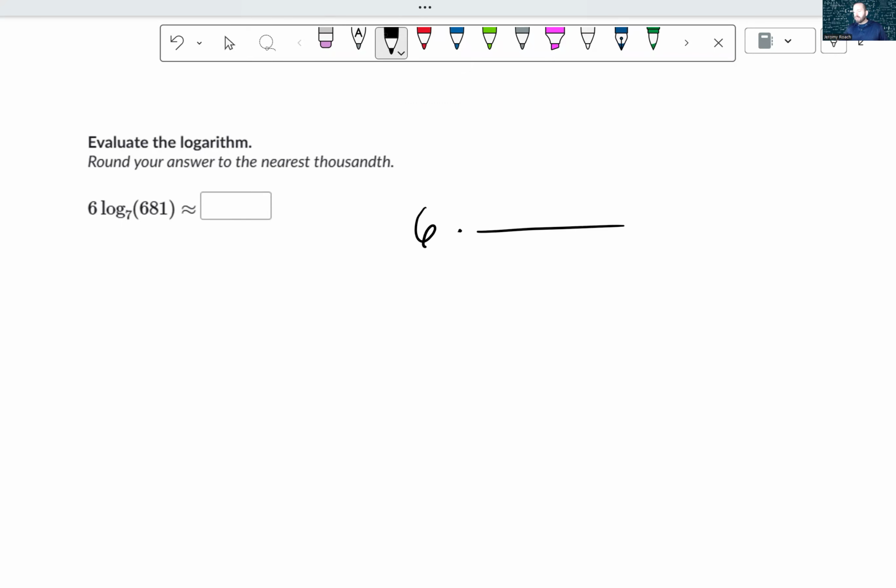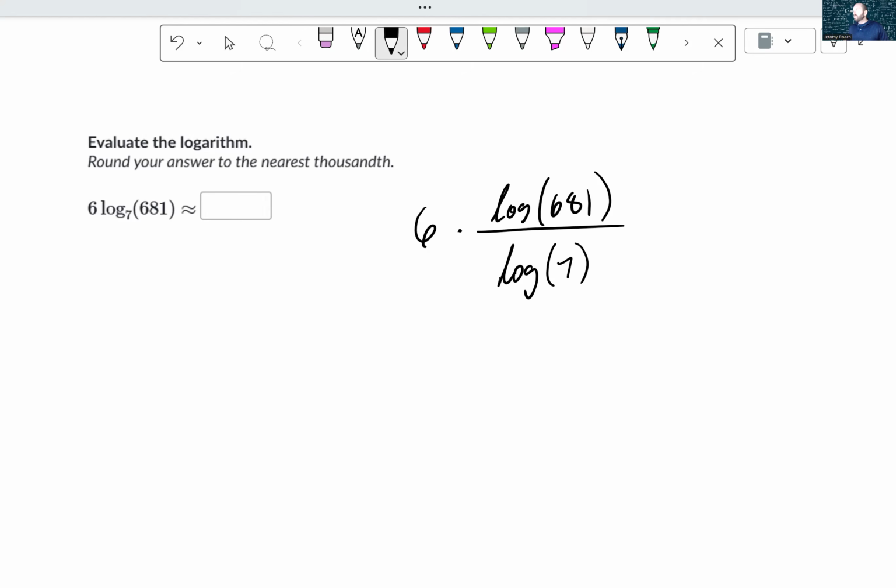So log base 7, the base, I like to think of the base as something that's at the bottom. So we're going to rewrite this as log base 10, and we're just going to write log 7. The 10 goes there, but we don't really usually write the 10. It's just log 7. But it is base 10, and that's what our calculator recognizes logs as. And we're going to write log 681 up here.